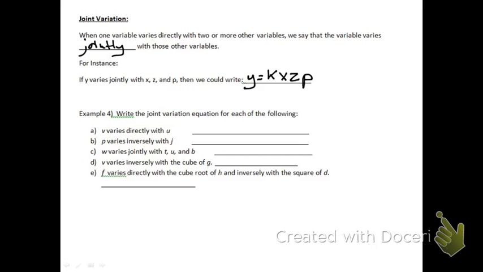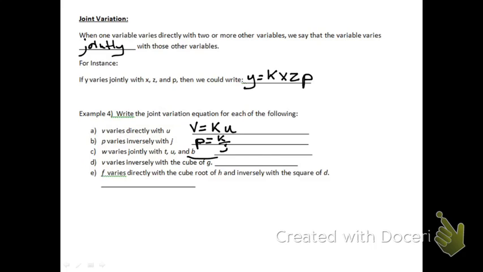V varies directly with u. Okay, well, there's only two variables here, and since it's direct, I can write v equals k times u. That's direct variation. For the next one, p varies inversely with j. I'm going to write p equals, and since it's inversely, I've got to make sure j is in the denominator of the fraction. I'm going to do k over j.